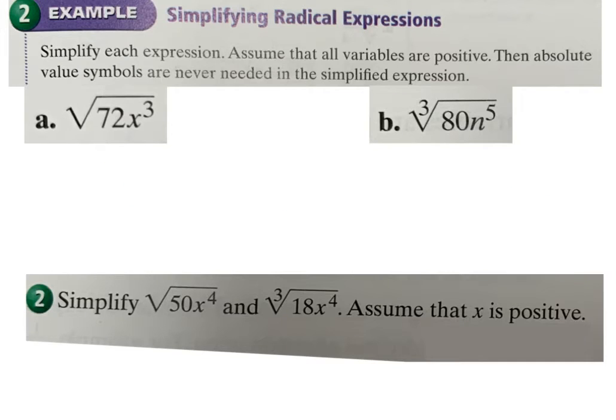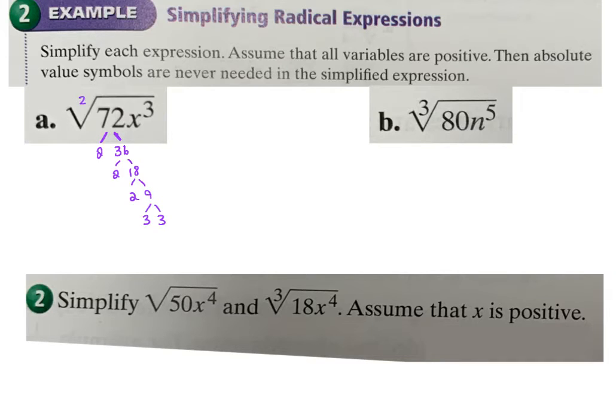All right, so this one right here, the square root of 72x cubed. They want the square root. And 72 does not have a perfect square root, in case you did not know that, right? So for our numbers, we are going to use our factor tree right here. So we're going to say 2 and 36, right? 2, 18, 2 and 9, 3 and 3.